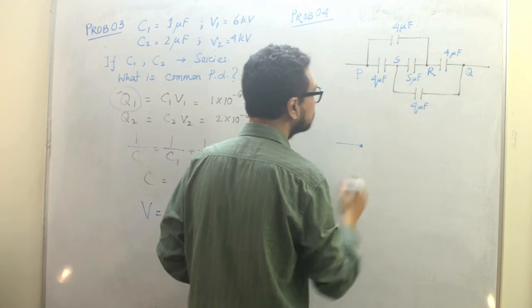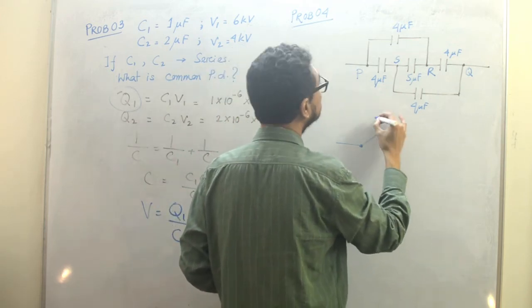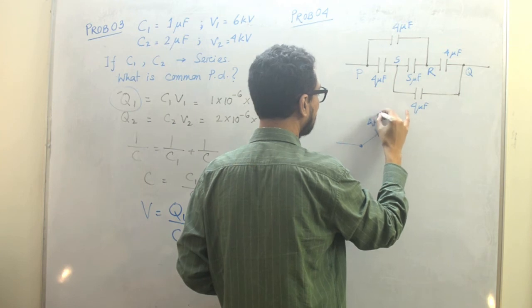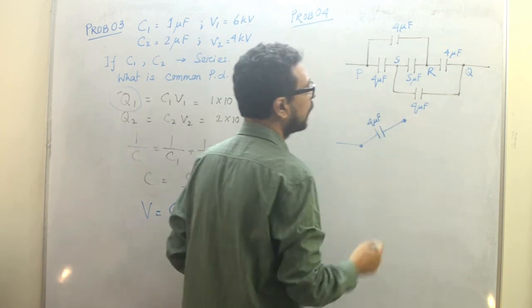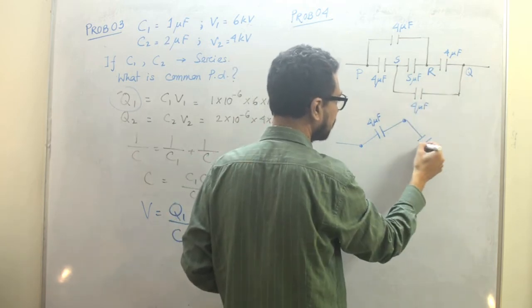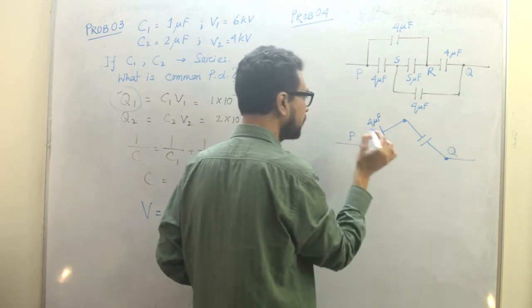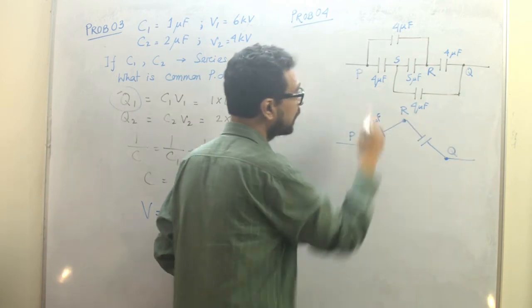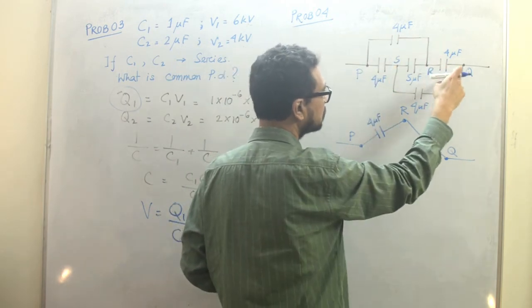It is 4, and it moves to R, and from R to Q we have another 4. So we have got this Q again, this is P, this is R. Another goes to S to Q, fine.